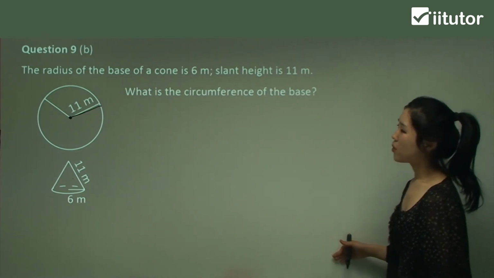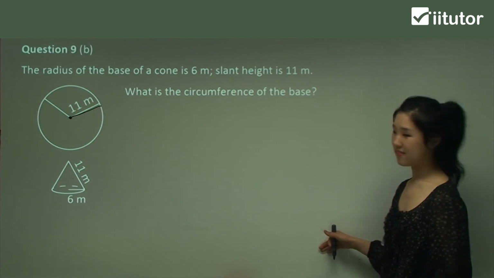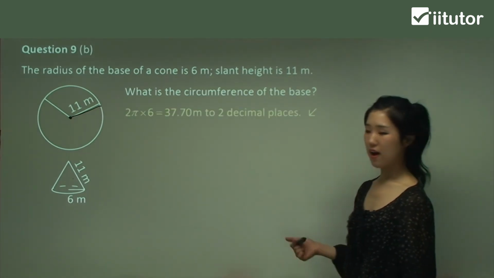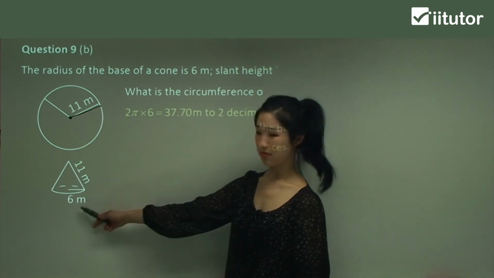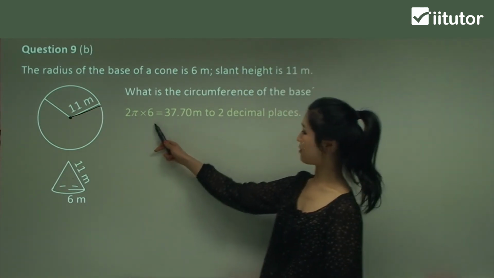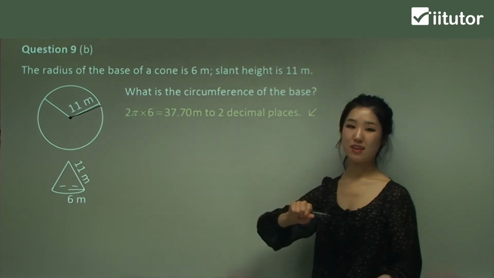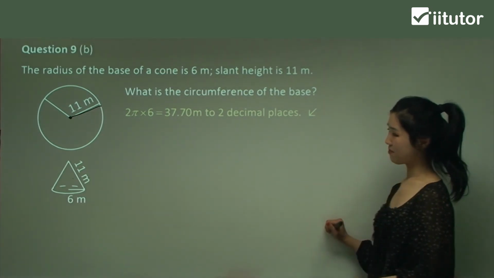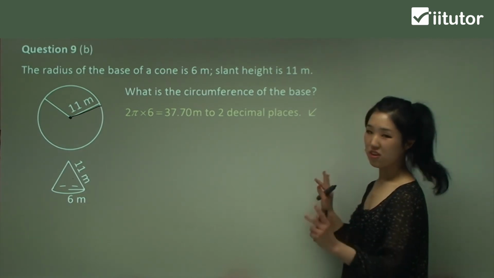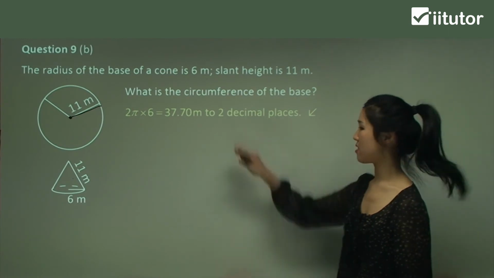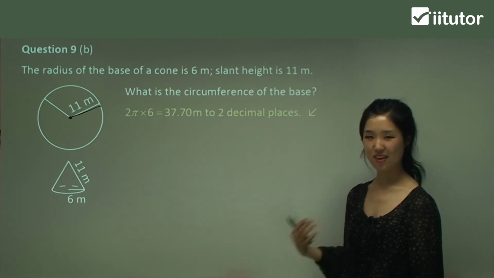Now in part B, it says, what is the circumference of the base? Circumference of the base will be 2 pi r. So I did 2 pi times 6, because the radius is 6, it's given to us. You just put it into your calculator, and you should get 37.70 meters. And if they don't mention, just put 2 decimal places. Just round it off however you like, and then just write it down. Okay, so they can tell the teacher.